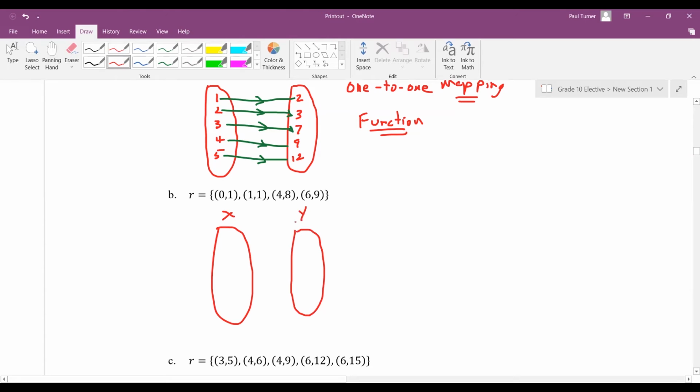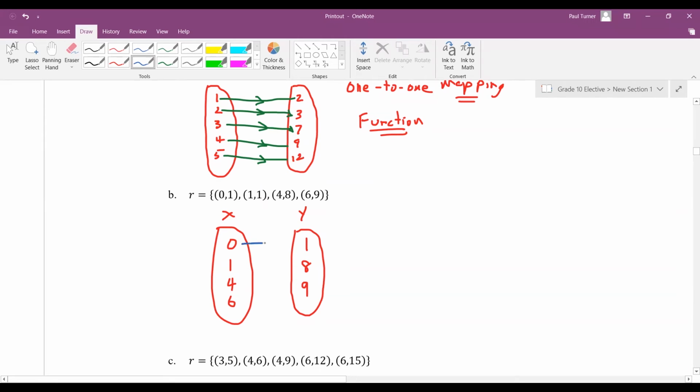So we have X and Y. Put your numbers in: 0, 1, 4, 6. Then 1, 1, 8, 9. So we only have 1 once. We write it once. 8, 9.